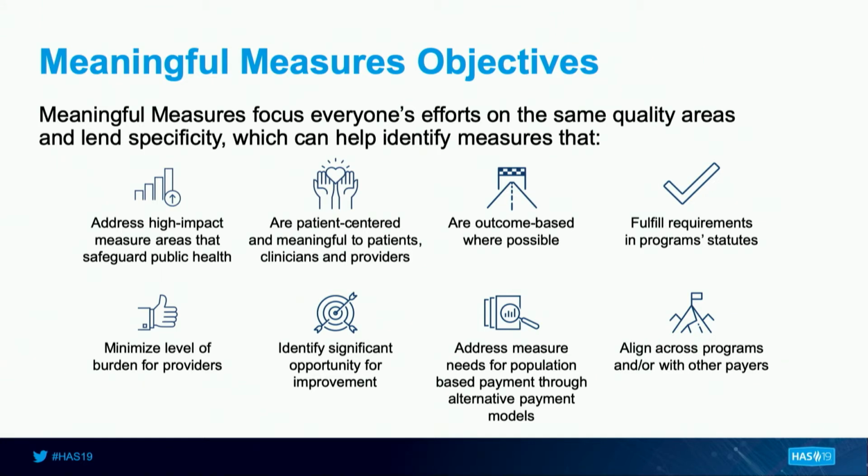So we're focusing on things like making sure that we're addressing high impact areas, trying to get rid of topped out measures, making sure that we're measuring outcome based where possible, and trying to get rid of some of those lower level process and structure measures where possible. We are a regulatory agency, and so we do need to follow statute and fulfill those requirements, but we can still do that in a way where we're aligning across not only our CMS programs, but also our payers as well.